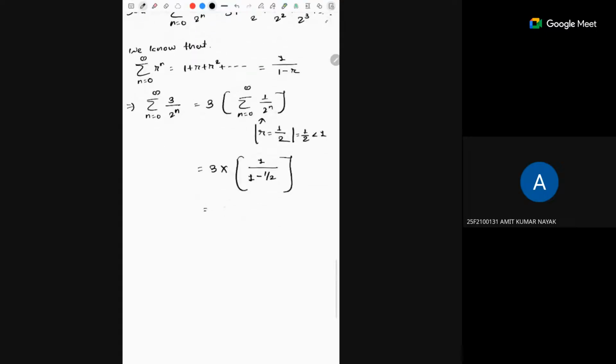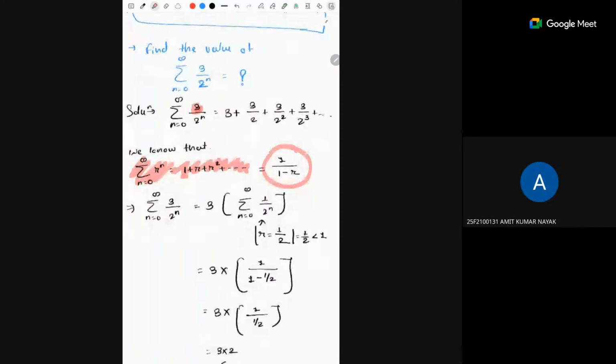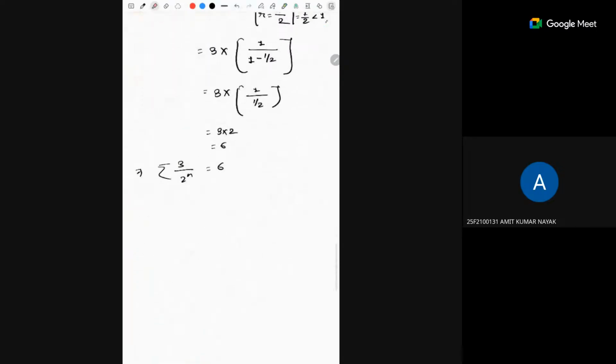So this is 3 into 1 upon 1 minus 1 by 2, which is 1 by 2 only, and this 2 jumps into the numerator, and you get 3 into 2, which is nothing but 6. So the value of the sum of 3 upon 2 to the power n is 6. The purpose of this example is that whenever you apply the formula, you have to remember this form, that the summation of r to the power n is 1 upon 1 minus r. If it's starting with some constant, or if it's not starting with 1, you also have to take care. So the answer is 6.